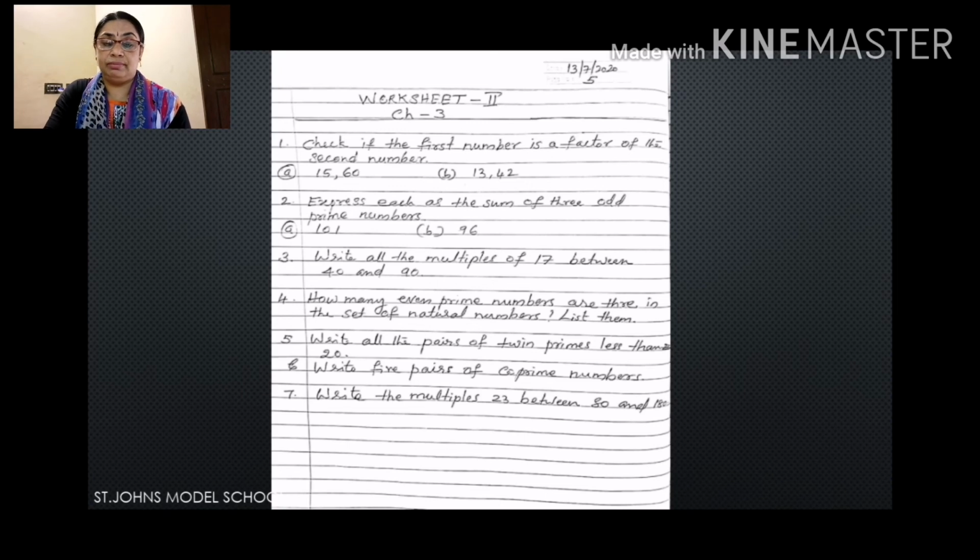Now the worksheet is given here. Check if the first number is a factor of the second number. I have shown it in the solved examples. Just go through that and follow the same steps to solve these questions.